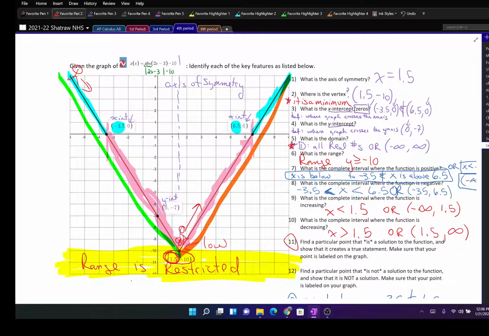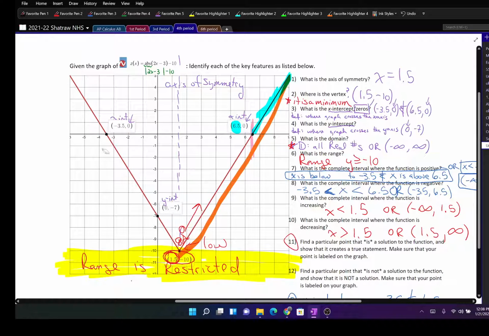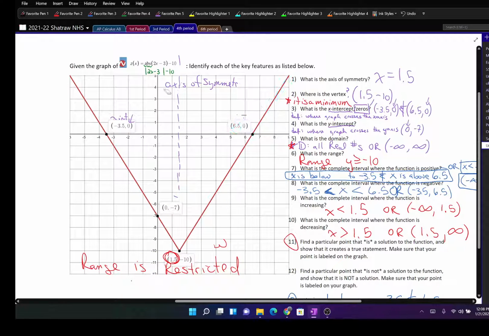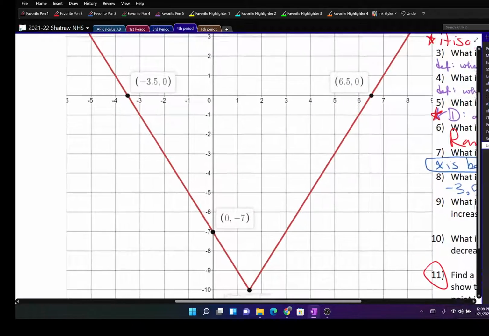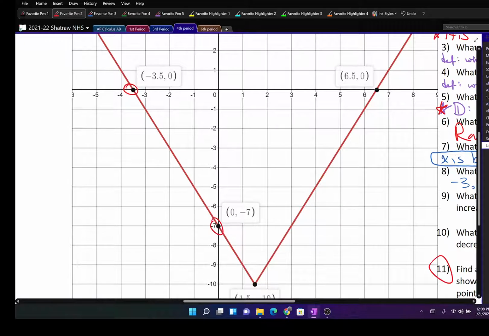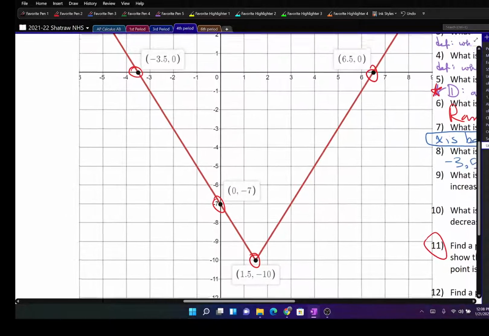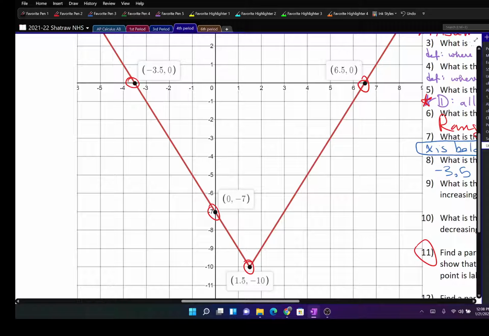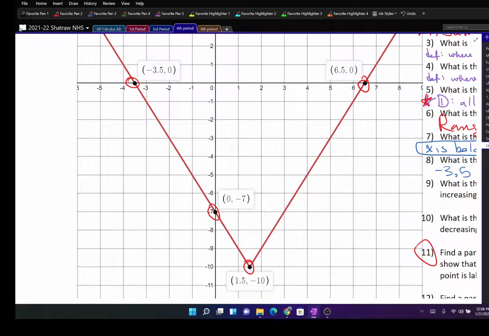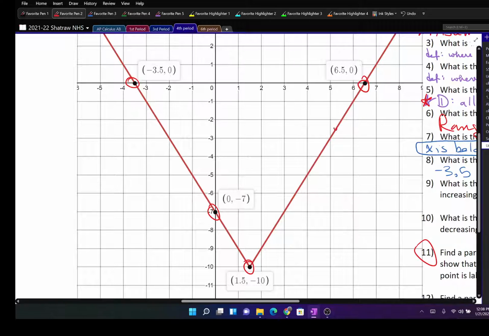Okay, I got a lot of things on my graph. I'm about to erase all of them. Okay? I don't need any of this stuff anymore. I just want to look at my graph. I just want to figure out what are points that are on my graph and what are points that are off of my graph. So here it is. Ready? This point's on, this point's on, this point's on, this point's on. You could use any of these points for number 11. You are allowed to use any of these points for number 11 because all of these points are on the graph. Do not use this point.